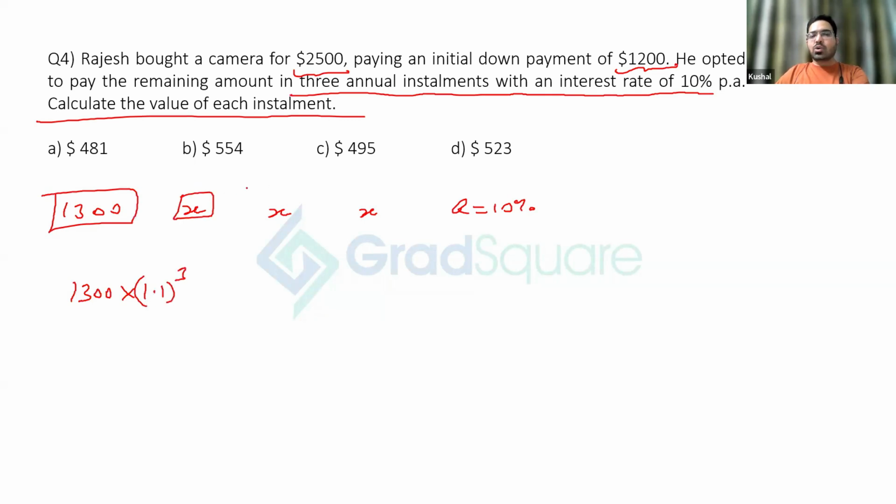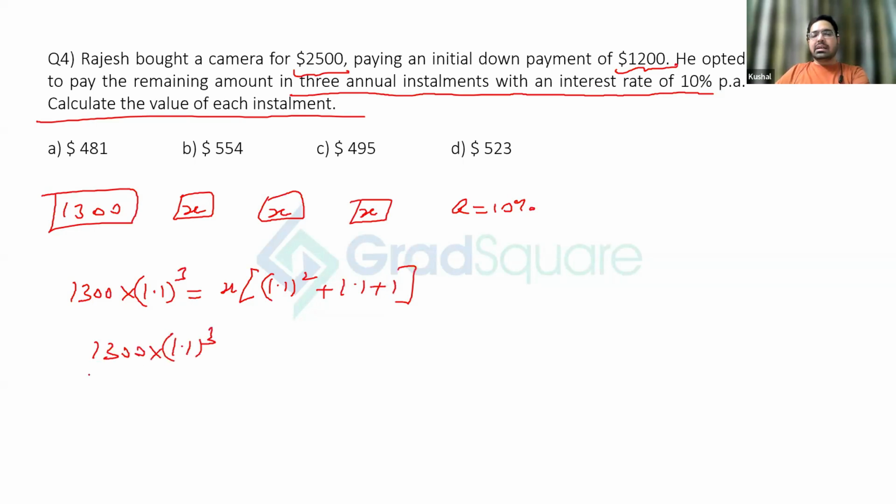Take this value X, grow it by 10% for 2 years. So X times 1.1 whole square. This X will increase by 1.1 and this X will remain the same. So a 1 for this. So 1300 into 1.1 whole cube divided by, on the right hand side, 1.21 plus 1.1 plus 1, which is going to be 2.31 and 3.31. That will be the value of X.